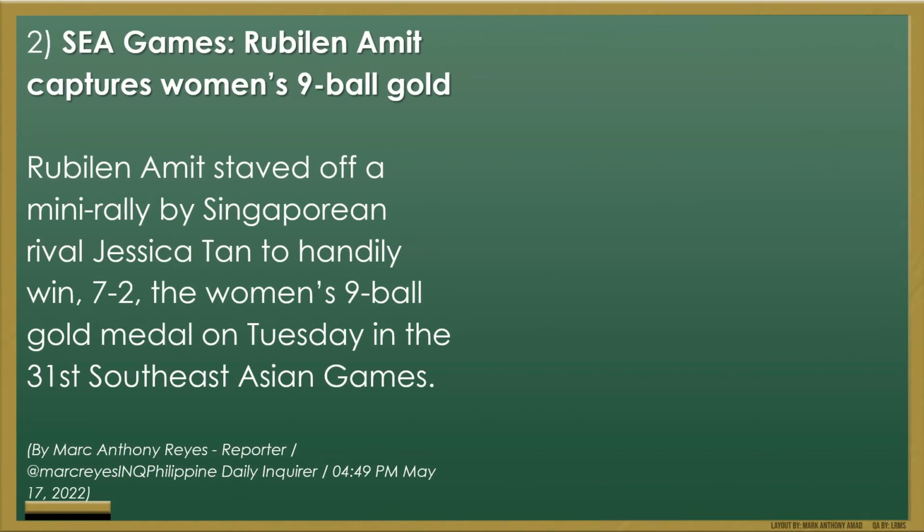For number 2, SEA Games, Rubilen Amit captures women's 9-ball gold. Rubilen Amit staved off a mini rally by Singaporean rival Jessica Tan to handily win 7-2 the women's 9-ball gold medal on Tuesday in the 31st Southeast Asian Games.